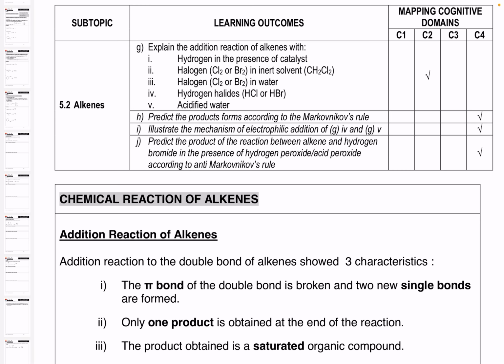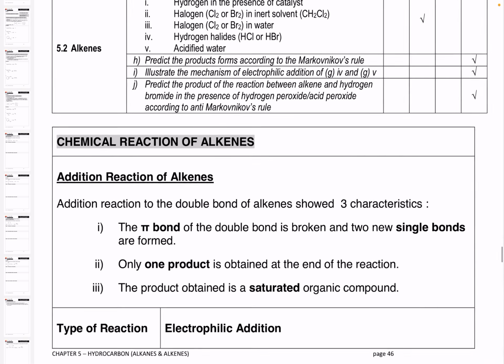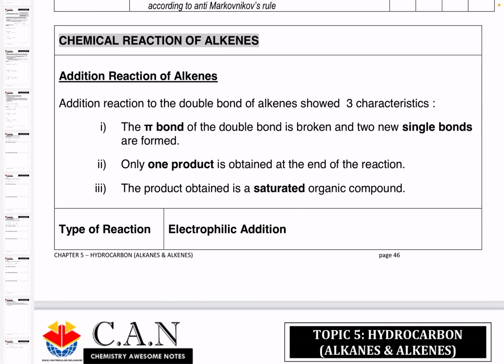anti-Markovnikov rules. Now, alkenes, because they are unsaturated compounds, will undergo addition reactions. The pi bond.